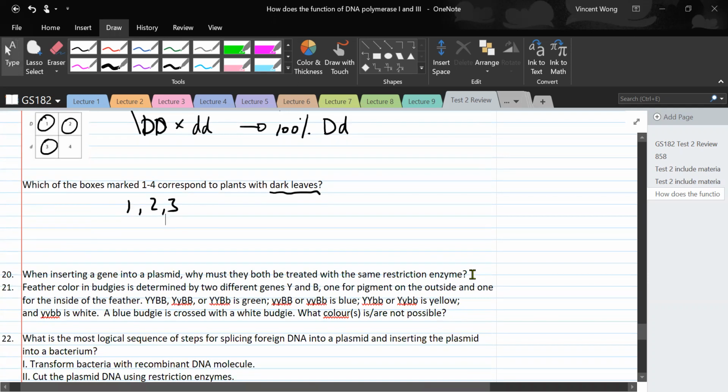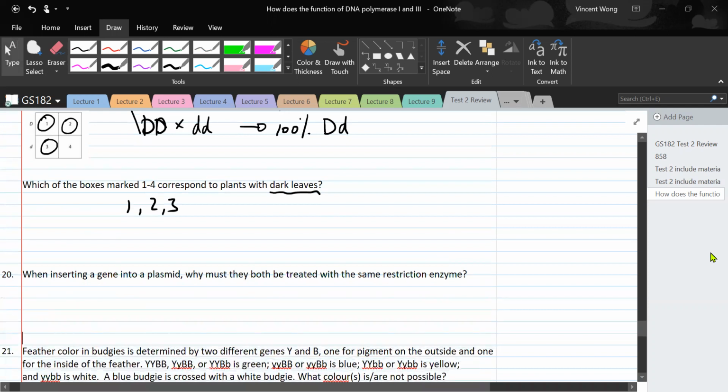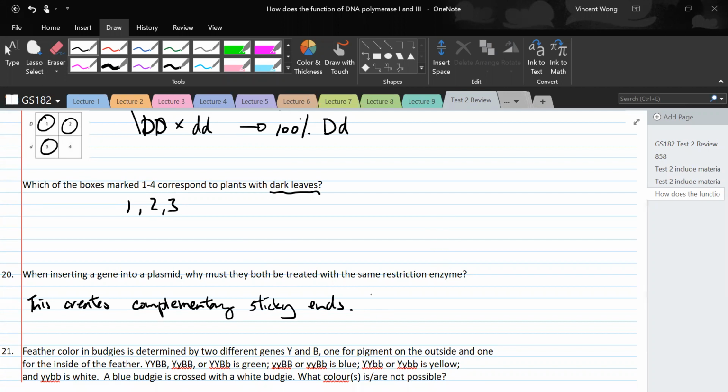When inserting a gene into a plasmid, why must they both be treated with the same restriction enzymes? This creates complementary sticky ends. Okay. If you use different restriction enzymes to cut the gene and the plasmid, then the gene won't stick into the plasmid because the sticky ends will not be compatible.